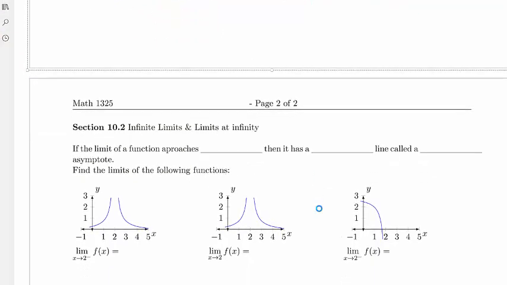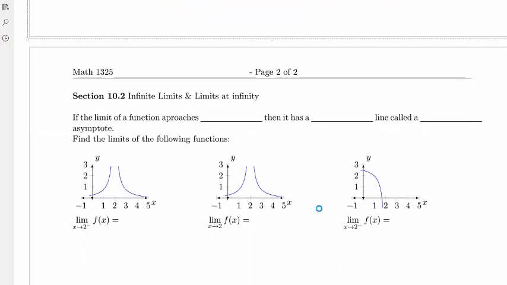All right, infinite limits and limits at infinity. Obviously, it's not section 10.2. We're switching books, so I did not get this one changed out. But this is still in chapter 3. If the limit of a function approaches infinity, then it has a vertical asymptote.